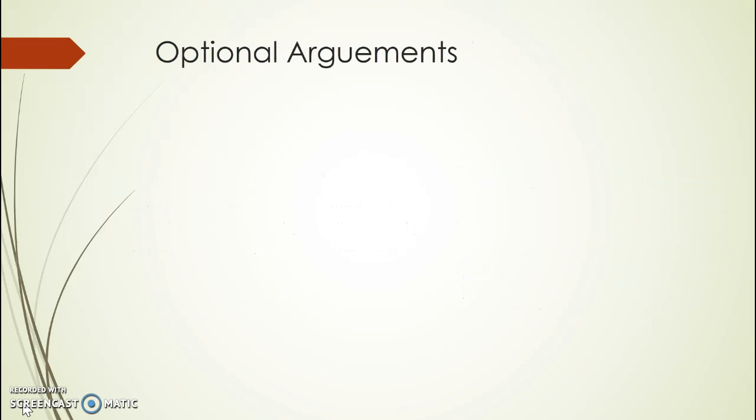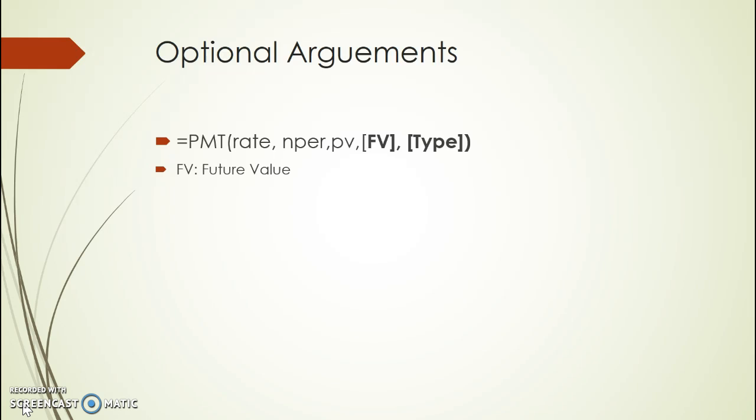And lastly, there are a couple of arguments that are optional for the PMT function, and those include an FV for a future value or a type, which would indicate when you're paying, such as at the beginning of the period or at every quarter. That could help to make your calculation even more detailed.